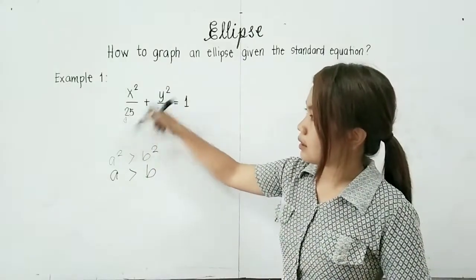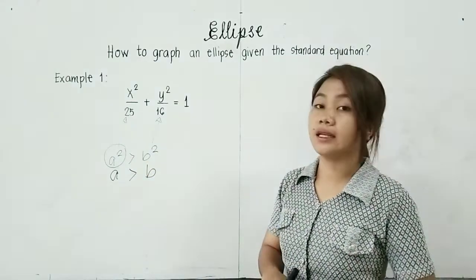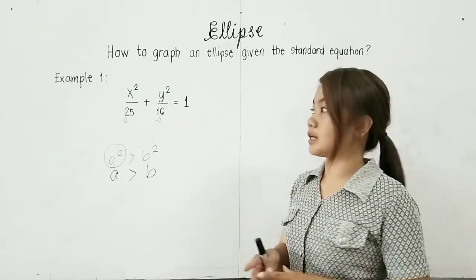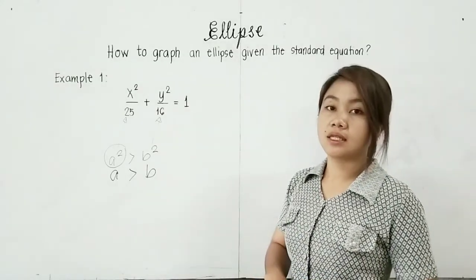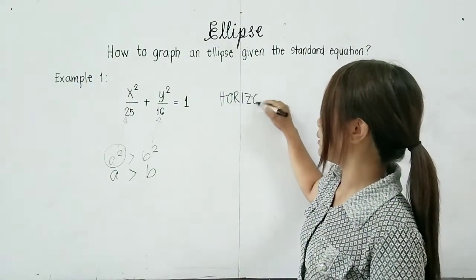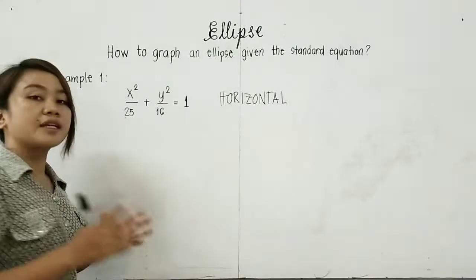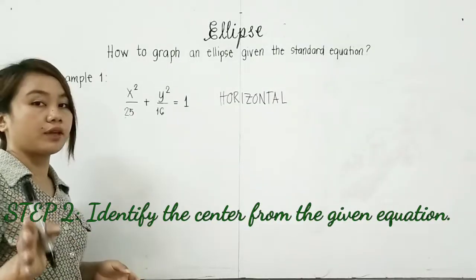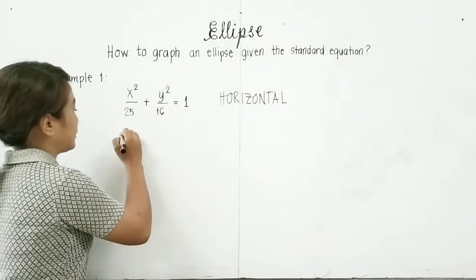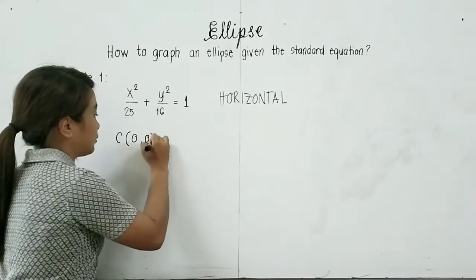So we can see here that the denominator of our x squared is a squared. And if the denominator of x squared is a squared, therefore the major axis of this ellipse is horizontal. So our ellipse is parallel to the x-axis. Next, we will get the center of this ellipse. Now, we don't have the values h and k here. Therefore, the center of this ellipse is at the origin. So the coordinates are (0, 0).